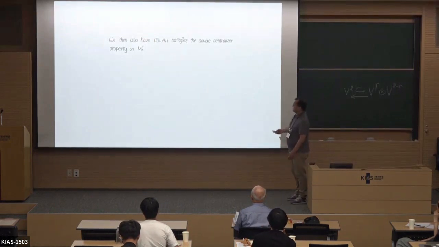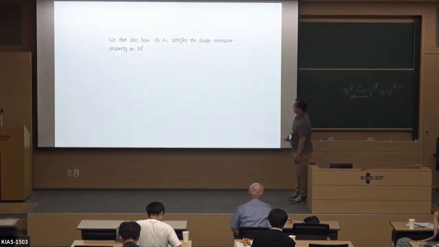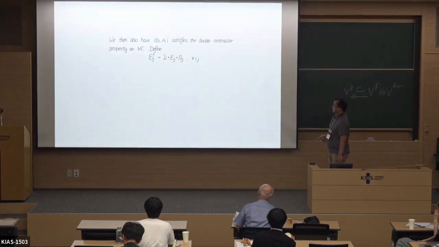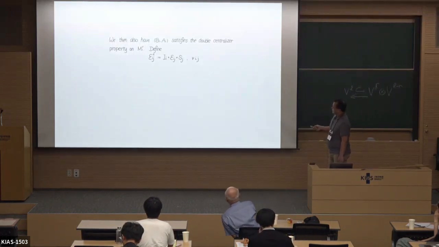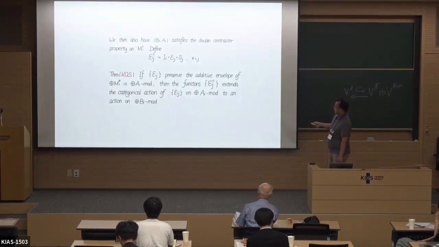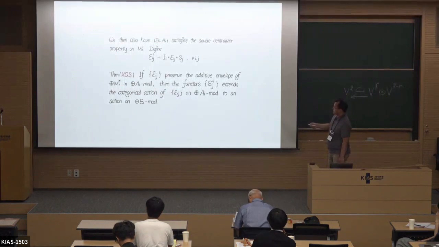Using this module, this functor behaves much better for the study of projective modules. It still satisfies the double centralizer property, and if you define it similarly to this functor, using the i's instead of the j's I wrote down earlier, you can still show that this collection of original functors preserves the additive envelope of this collection of modules.